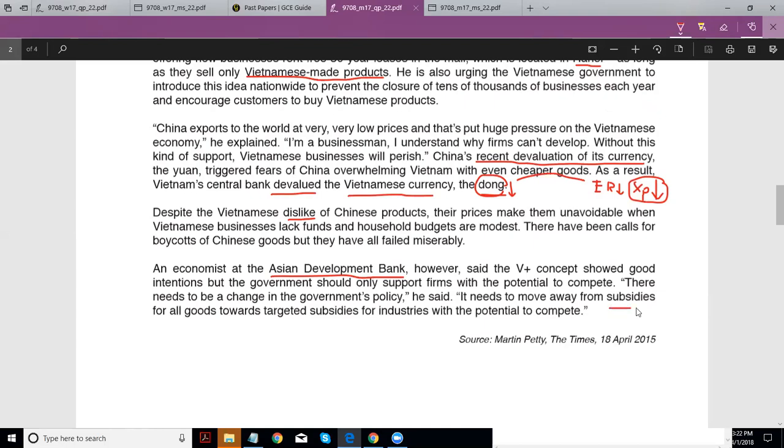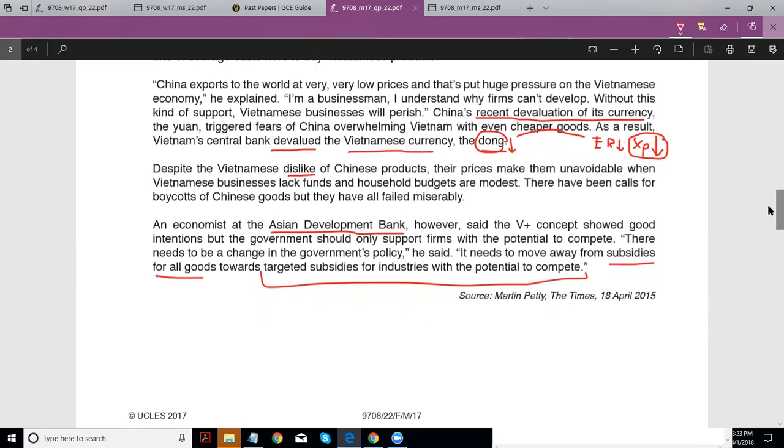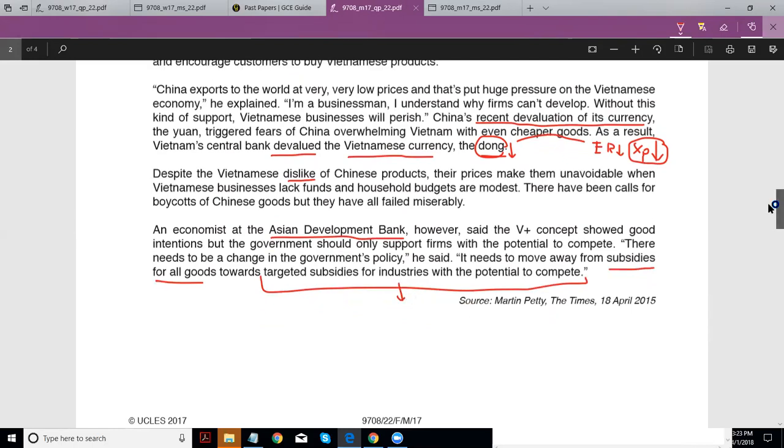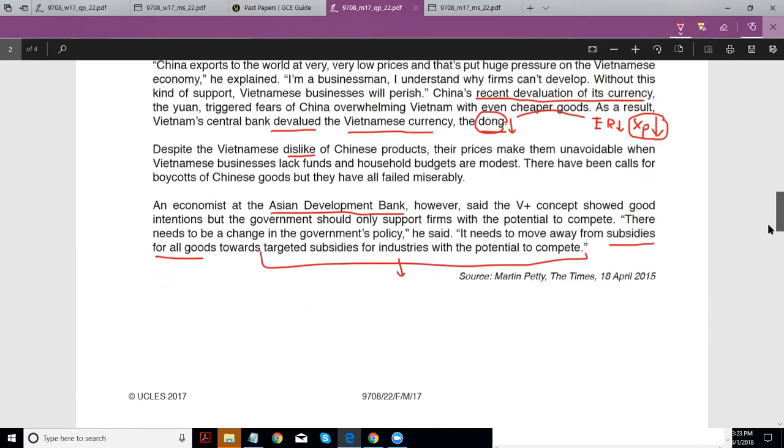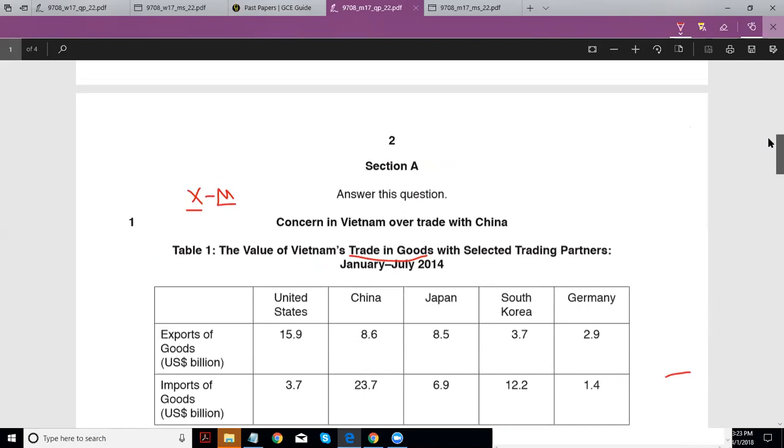It needs to move away from subsidies for all goods towards targeted subsidies for industries with the potential to compete, because obviously there's always an opportunity cost. So if you're not providing for the whole economy, if it's targeted subsidies to some industries, it might help them develop their comparative advantage. And remember, subsidies are a form of protectionism because they artificially protect your own products as they lower their costs artificially and lower their prices. Let's say what they're talking about here is actually illegal, but I don't think the economics examiner cares that much about that.